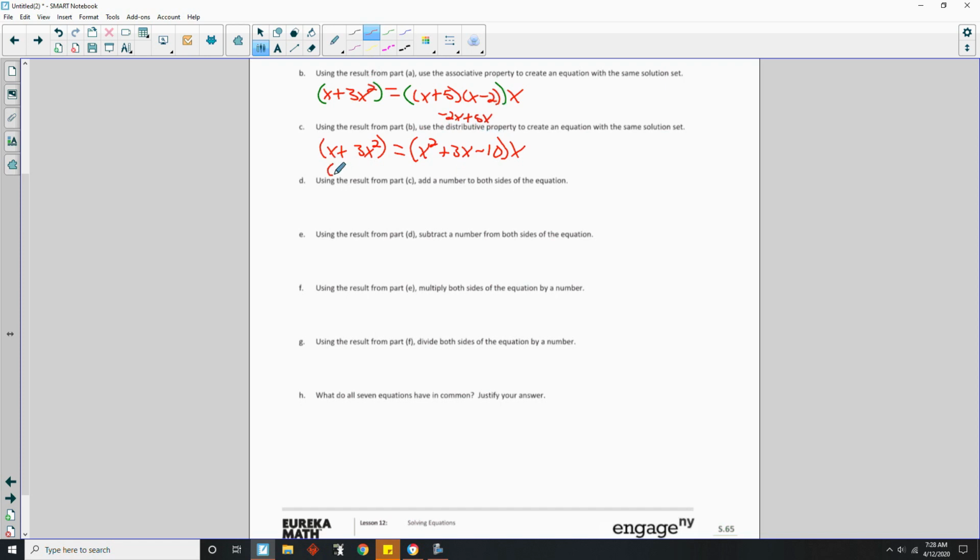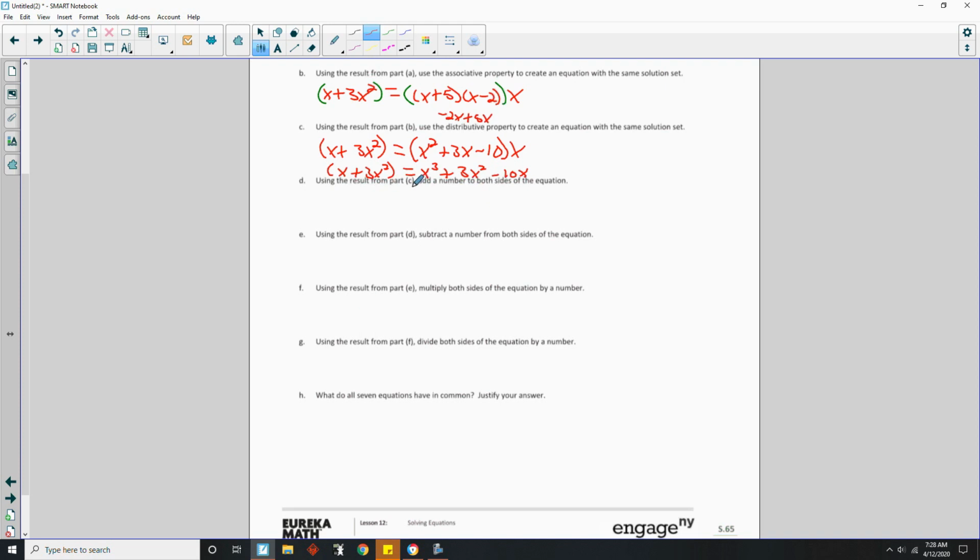Now I will distribute. So my answer is going to be x plus 3x squared equals x times x squared is x cubed plus 3x times x is 3x squared minus 10 times x, which is 10x. So there's my final answer.